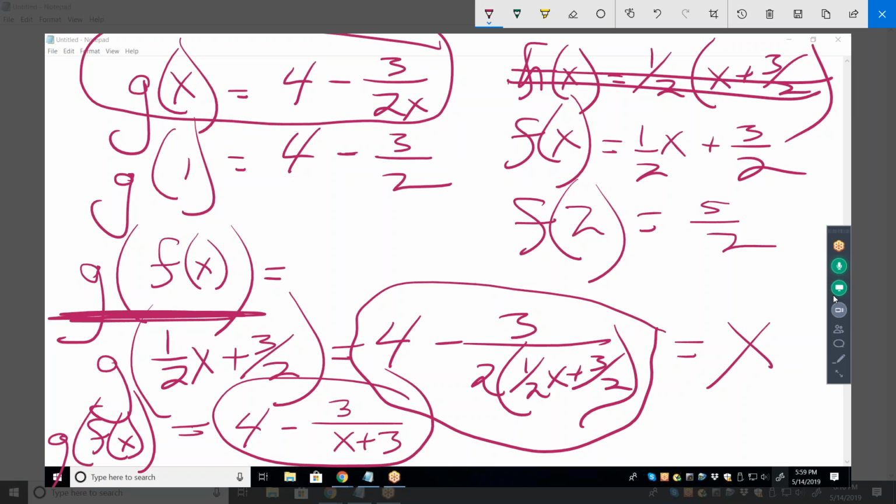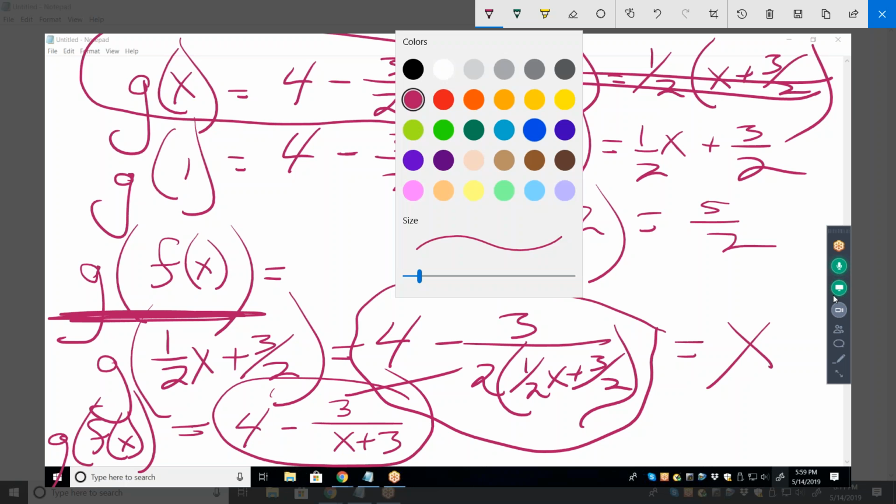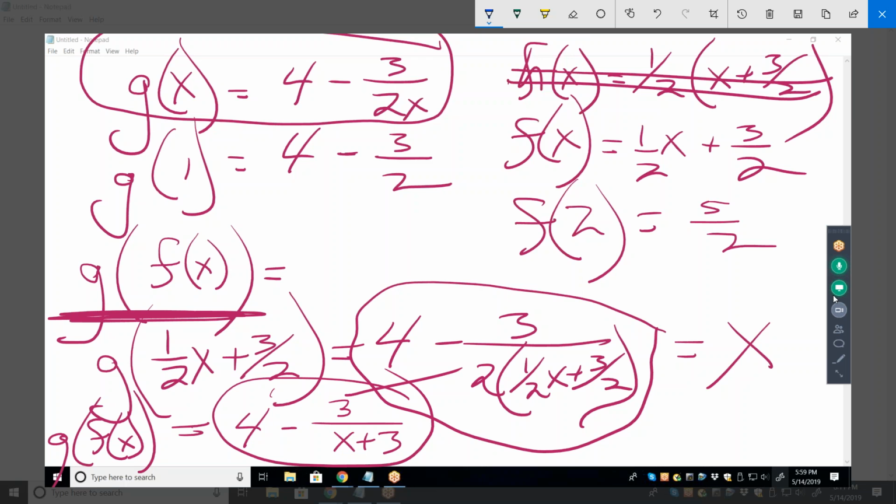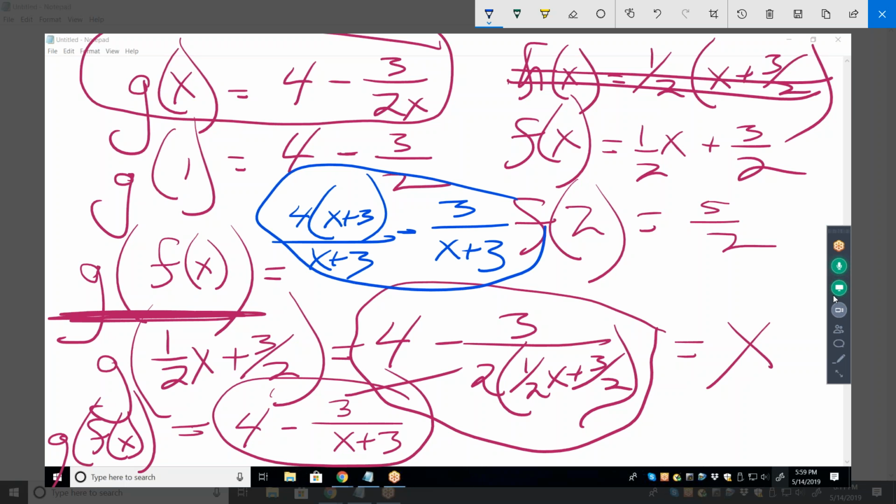Okay. Question is, what is this equal to? Is that equal to x? I don't think so. I don't think I can turn that into x. Maybe I can. Hold on. Let me change colors here. So this would be 4 times x plus 3 over x plus 3 minus 3 over x plus 3. You see how I got that?